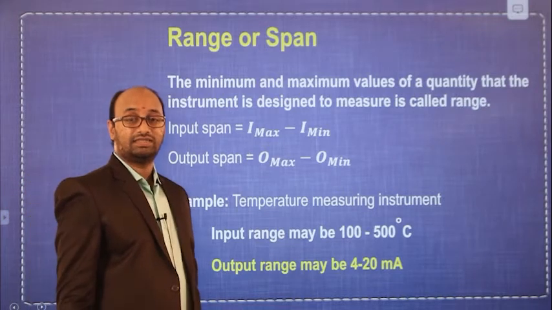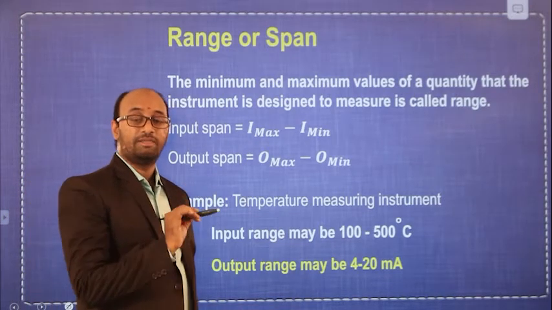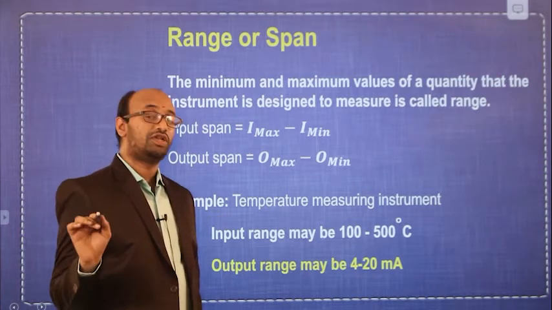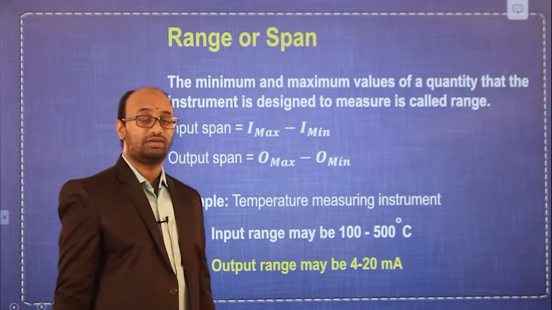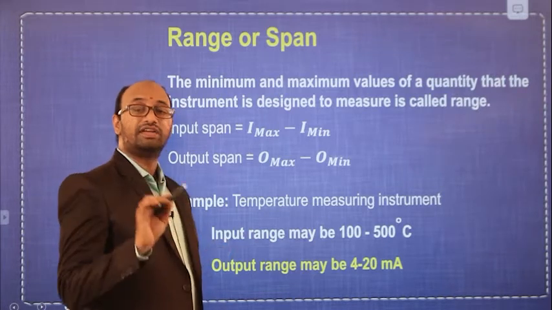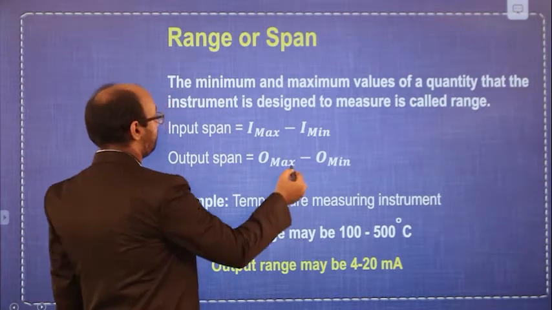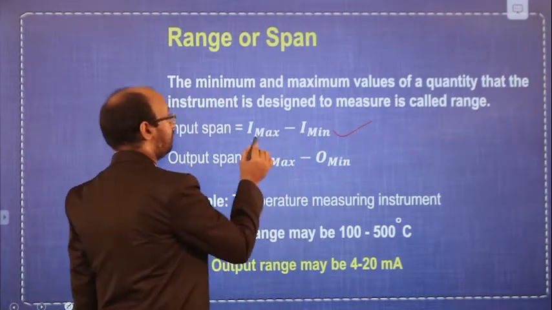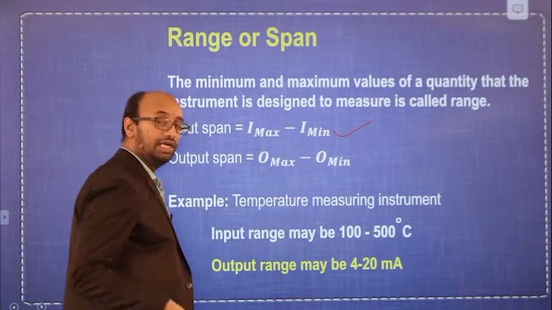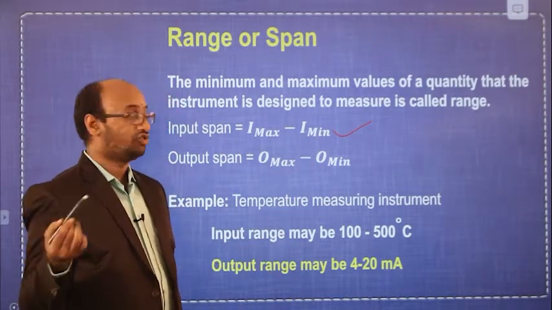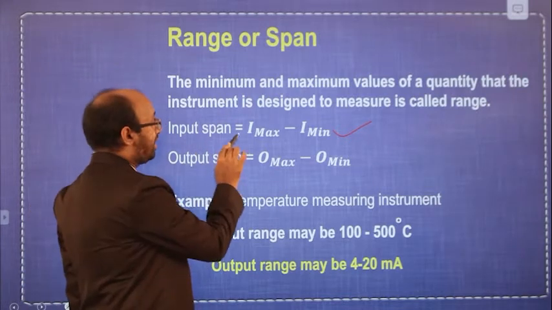And the next characteristic is range or span. Range is defined as the maximum and minimum values that the instrument is designed to measure. Span is the difference between the maximum and minimum values of the range. So the input span is equal to the maximum value of the input that can be measured by the instrument minus the minimum value that can be measured. So input span is equal to the difference of Imax and Imin.